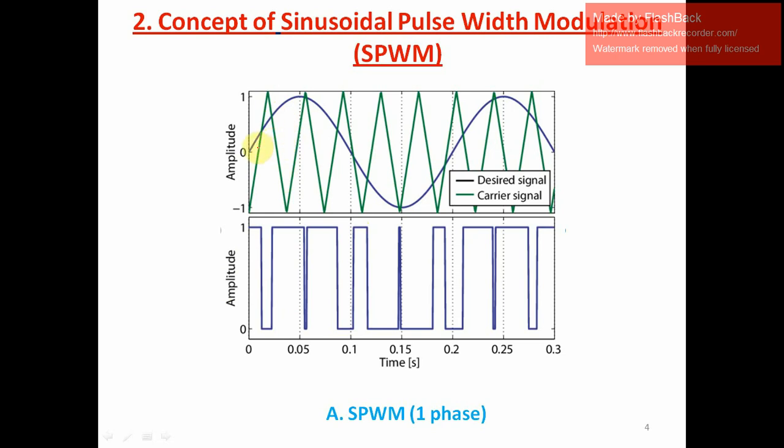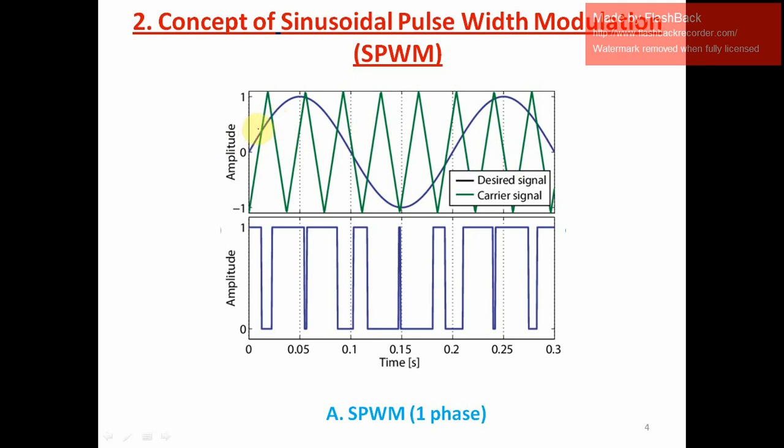So this particular sinusoidal waveform, say it has 50 hertz frequency. The carrier signal will have more frequency than the modulation waveform. So generally we keep it at 1000 or 2000 or 4000 hertz frequency for the triangular waveform, so that it crosses the sinusoidal waveform at different points.